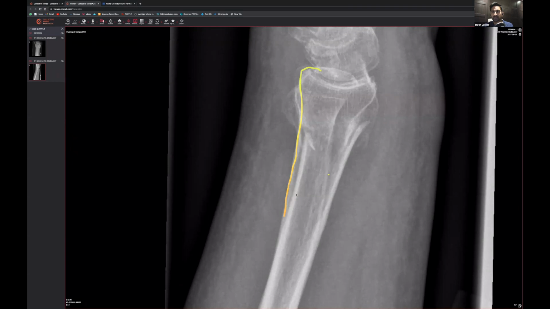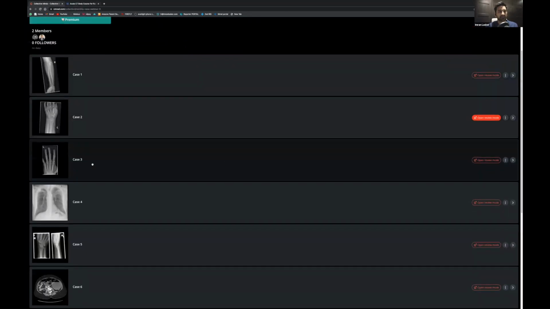And on this one, I feel like that cortex that I've just drawn out is probably not the radius, it's actually probably the ulnar. But you can see that this cortex here is completely disrupted over here. So therefore that must be the sort of radial shaft over there. So that is a distal radial fracture.